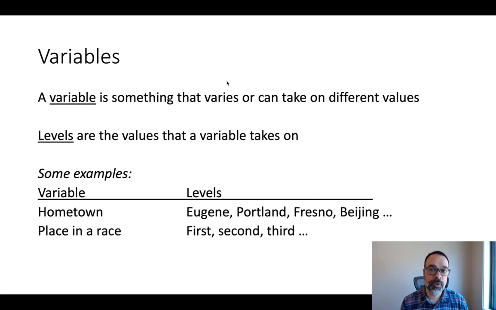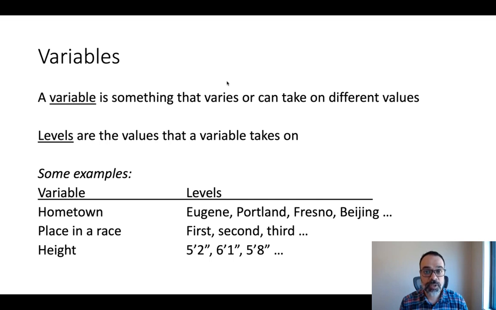Another example, suppose there's a race and I measure what place people come in the race. Somebody came in first, someone second, someone third. So the variable is your place and the levels are first, second, third, and so on. Another example, suppose we measure people's height. So that's the variable, and the different possible values of height that are in our data set, like 5'2", 6'1", 5'8", those would be the levels of that variable.